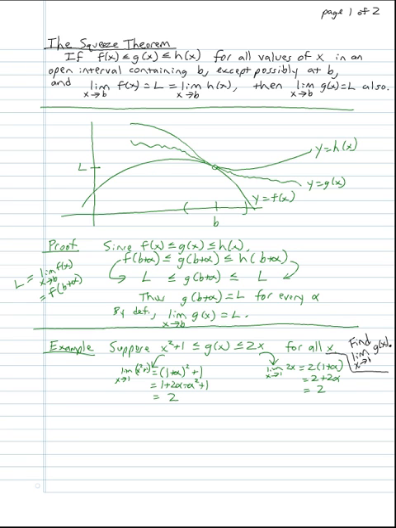So that means our limit of f, the x squared plus 1, is 2. The limit of h, the 2x, is also 2. So all the hypotheses of our theorem are met. So by the squeeze theorem, g must be squeezed in to where it also goes to 2. So the limit as x goes to 1 of g of x is equal to 2. And that's how we apply the squeeze theorem.